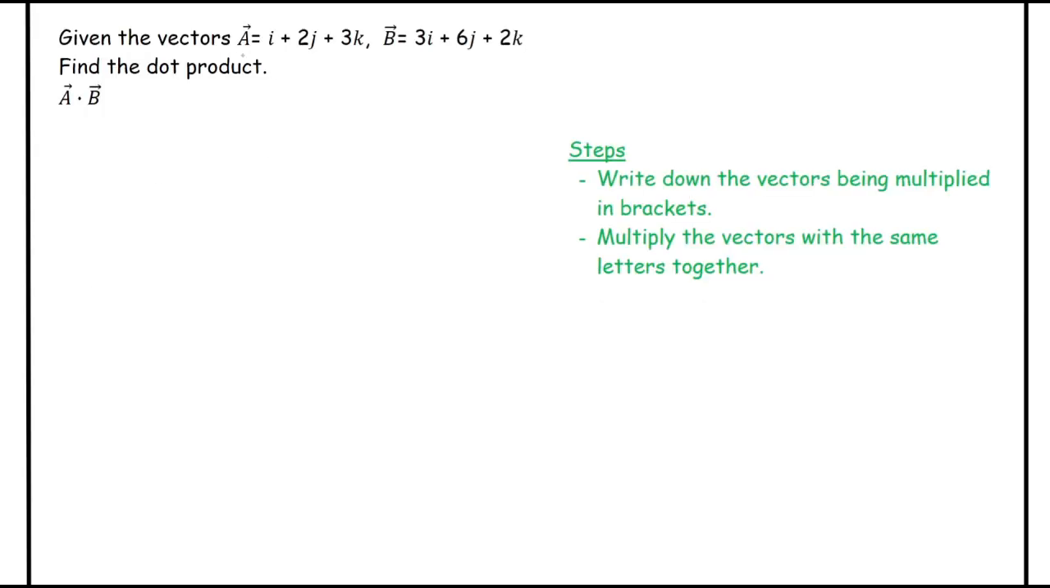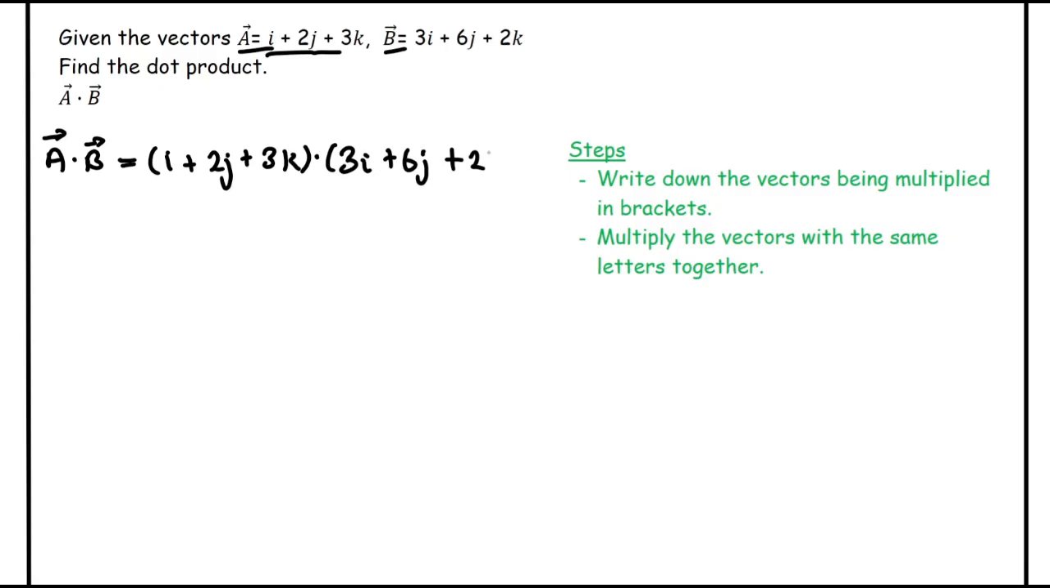Okay, so we're getting the dot product of A multiplied by B. The first step, we arrange them in brackets. So A dot B is equal to vector A, which is i plus 2j plus 3k, multiplied by vector B, which is 3i plus 6j plus 2k. Now, we've completed the first step. The next step is to multiply the vectors with the same letters.